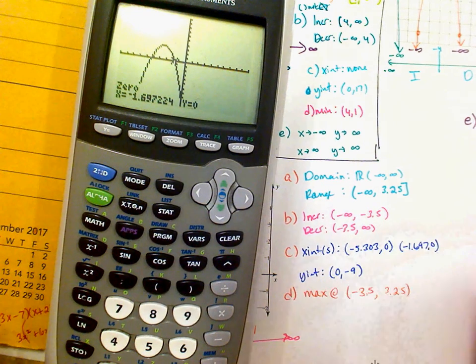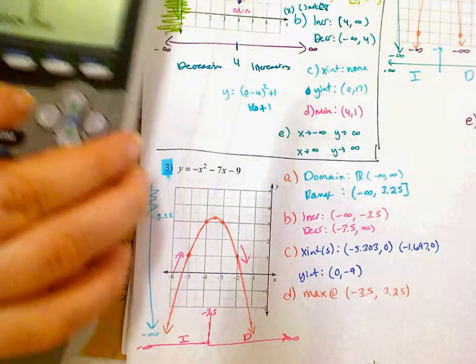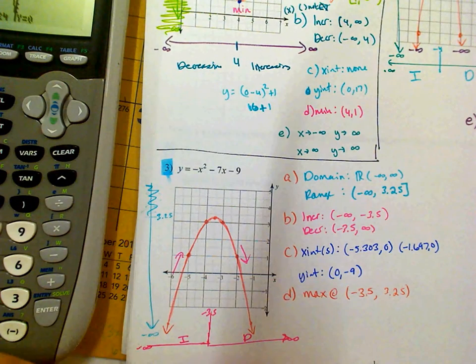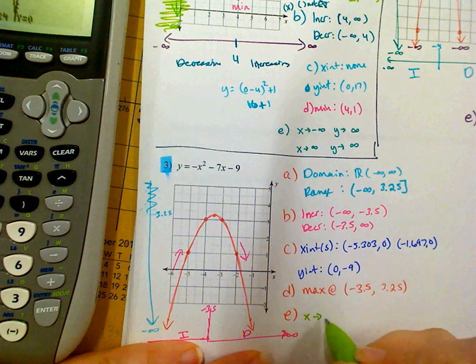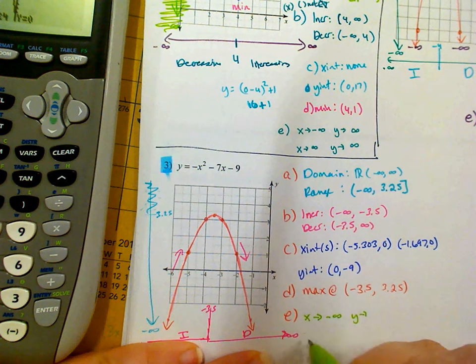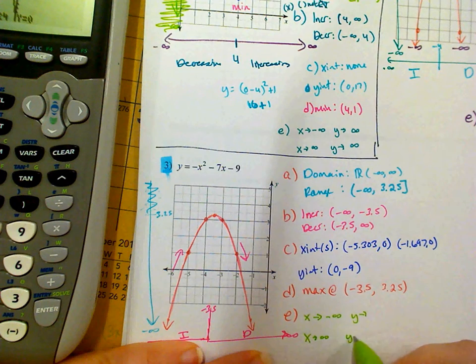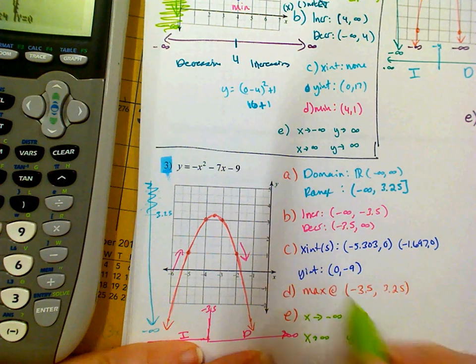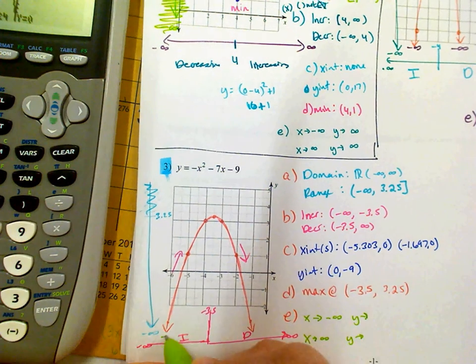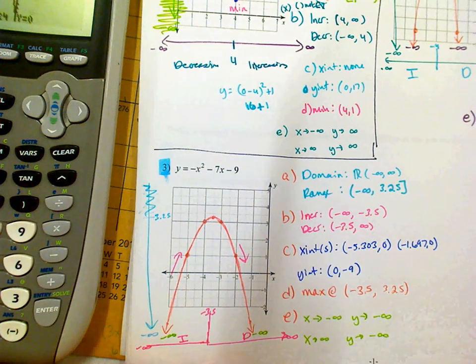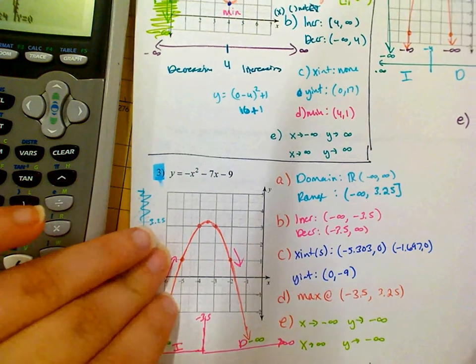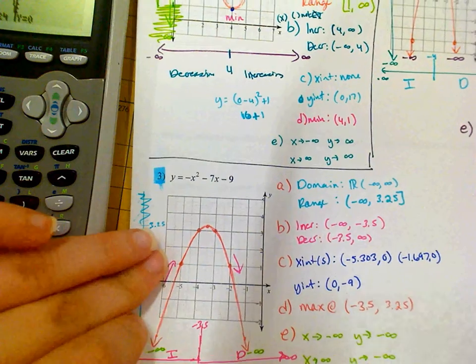Alright, so the last thing I need is the end behavior. So what I know is that as x goes to negative infinity and x goes to positive infinity, in both cases the function y is going to negative infinity. So they are both negative infinity. Alright, that's 1 through 3. Now let's go 4, 5, and 6, and 7.